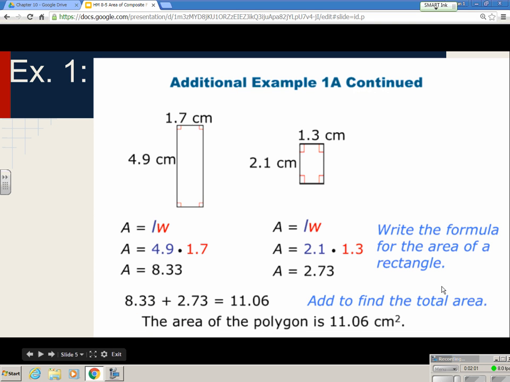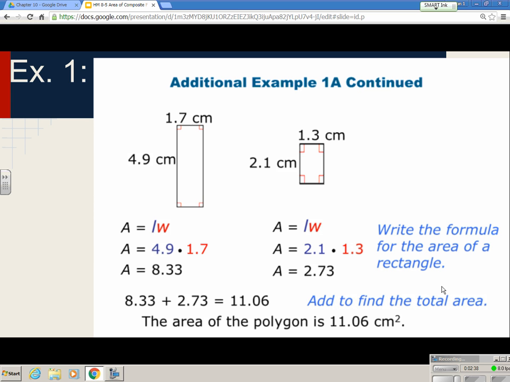So now once you've separated the shape into 2 shapes, all you have to do is look back at which formulas you're going to need to use to solve this problem. Luckily both of these are rectangles, so we just have to use the formula of area equals length times width. So area equals length times width for 4.9 and 1.7. When you multiply those together, the area of that long rectangle is 8.33 centimeters squared.